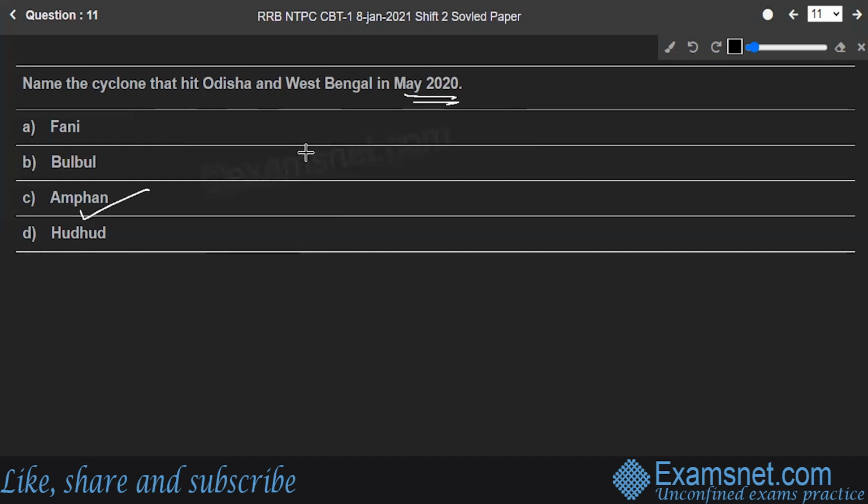Amphan originated from a low pressure area persisting a couple of 100 miles, 300 kilometers east of Colombo, Sri Lanka on 13 May 2020. On 20 May 2020, cyclone Amphan cut a swath through the northern part of the Indian state of Odisha before bearing down on the state of West Bengal with a wind speed of 185 kilometers per hour. So we have option C as the correct answer.